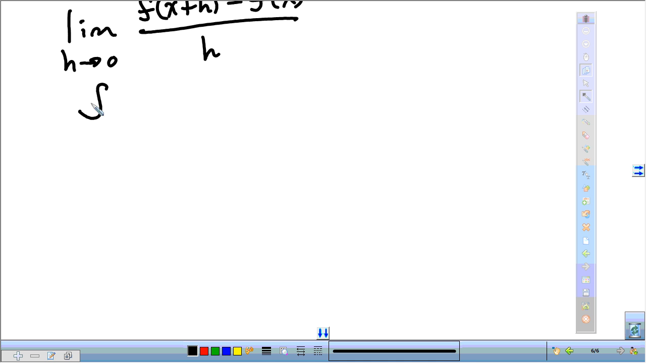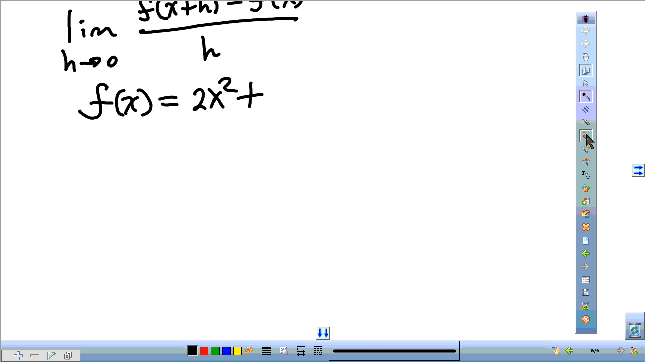So again, let's do this in pieces and then bring it back and substitute into the limit. So we'll recall f of x was 2x squared minus 5x plus 6.